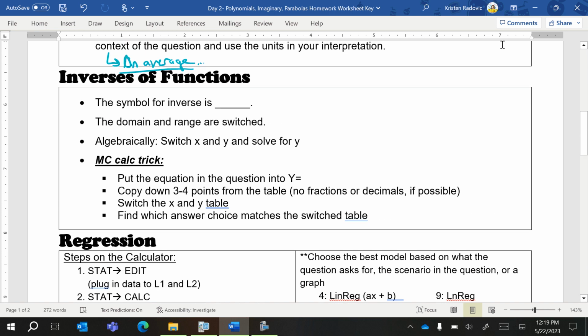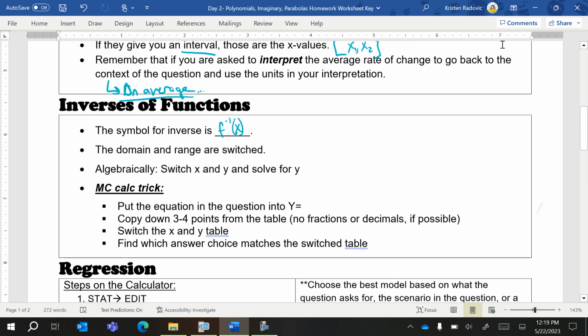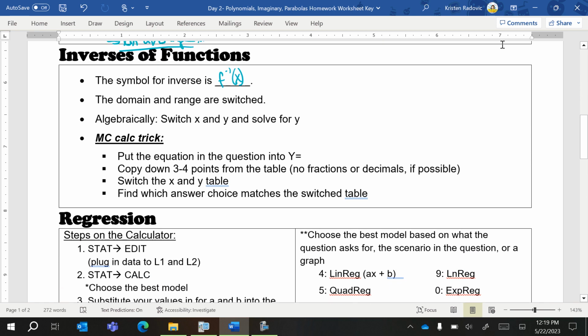Going on to inverses of functions, the symbol for inverse is this. It has a little negative 1 as an exponent. We call that f inverse. Okie dokie. So in inverses, the domain and range are switched. Algebraically, you switch x and y and solve for y.